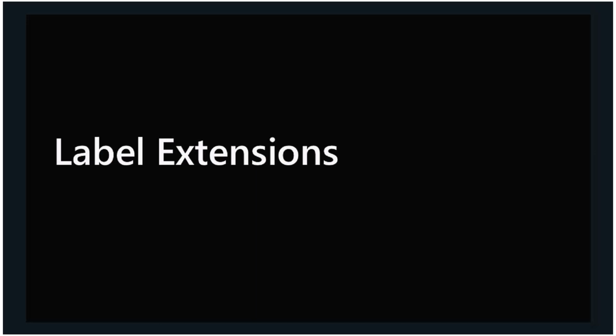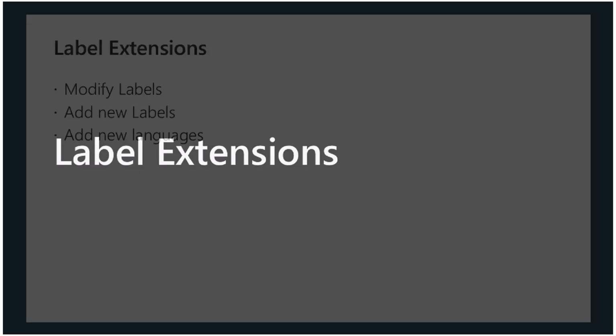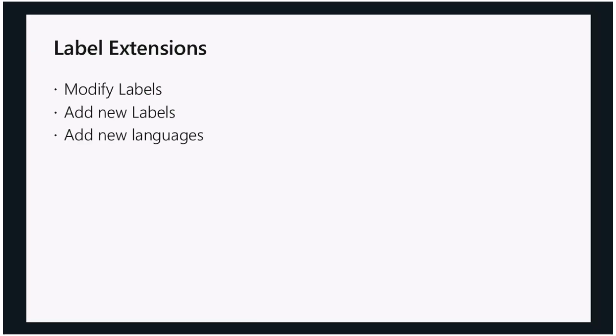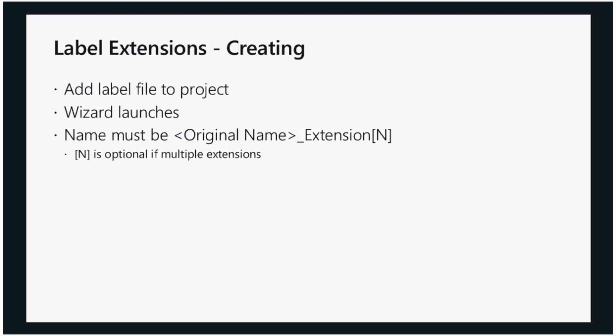Finally, we have labels, which is possible to extend with label extensions. Now, label extensions can modify existing labels in the system as well as add new ones. We also support the ability to add new languages to existing label files. Now, when you add a new label to the system, a wizard will prompt you for information. To build an extension on an existing label file, you just need to use the naming convention of original name _extension. It is possible to have multiple extensions on a label file. In this case, you can append an integer to the extension string, such as extension1, 2, etc. And that wizard will also allow you to add new languages.